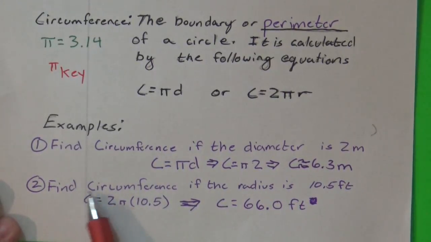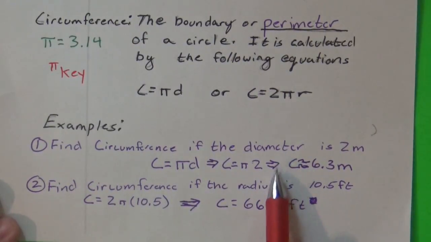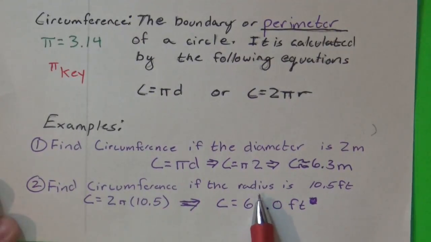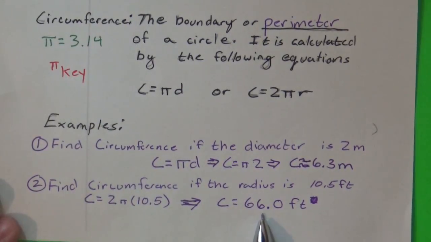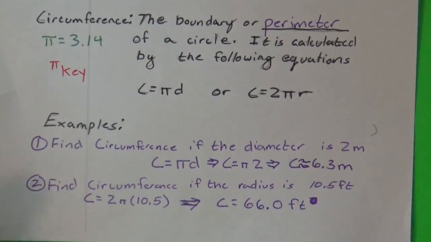Look at this one. Find circumference if the radius, notice the difference. The first question was diameter, this one is radius. This is a radius of 10.5. Well, my equation for circumference is circumference equals 2 pi times radius, or 10.5. And when we work that out, we get approximately 66.0 feet. Right, now again I rounded this one for you.